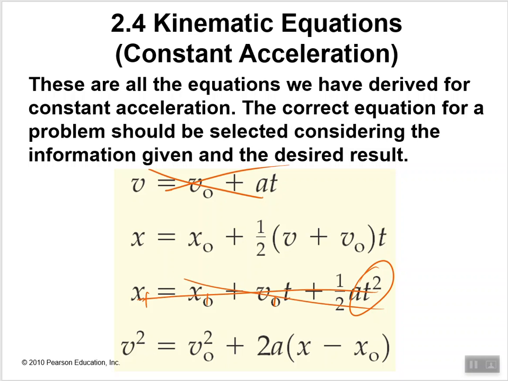This one down here has a final velocity. It has my XF and XI. So the only variable I have missing in this equation is VF, so I'm going to use that one.